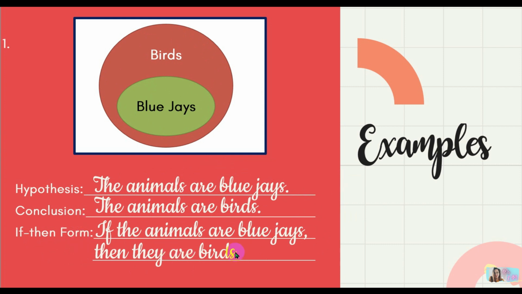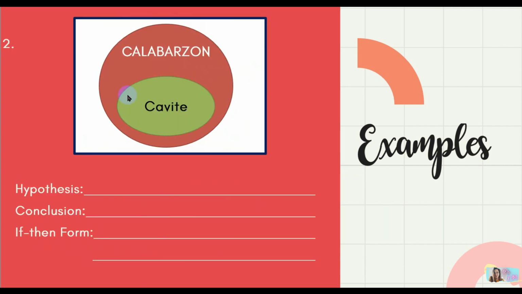You can use words that will satisfy these terms also. Of course, we cannot say they are things or trees. Birds and blue jays are animals, so we have to use that properly. Another example, we have here this Venn diagram. Again, Cavite and Calabarzon. Inner oval will be the hypothesis and outer oval is our conclusion. Now, we can use terms that will satisfy these two terms here. We can think about what we can relate to Cavite and Calabarzon to write our hypothesis and our conclusion so we can form the if-then form.